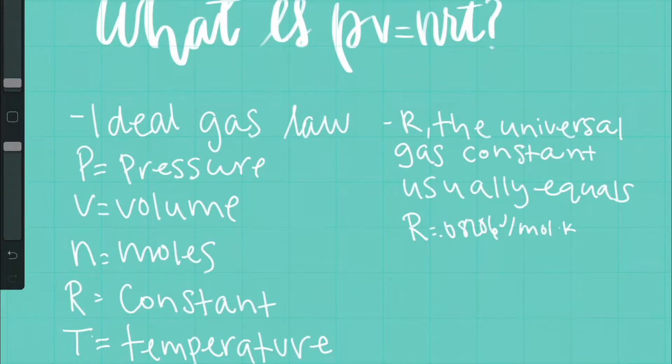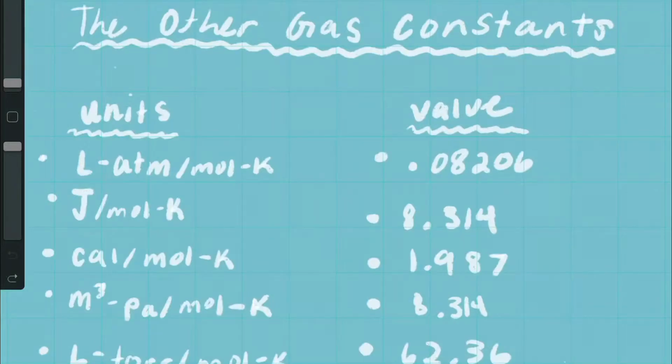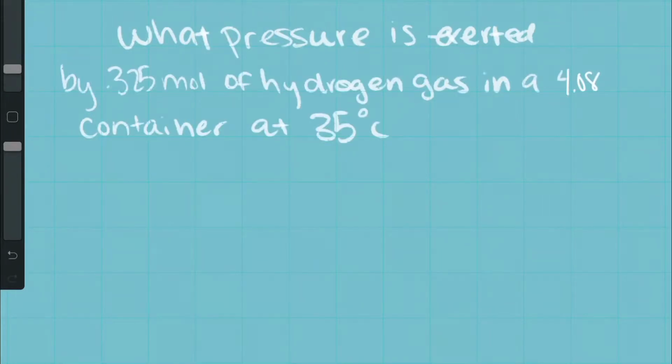0.08206 liter atmospheres per mole Kelvin. Some of the other gas constants we use, as said before, we normally use 0.08206 when the units are liters, atmosphere for pressure, moles, and Kelvin, but there are other constants that we use periodically for different units. We're doing a practice problem.